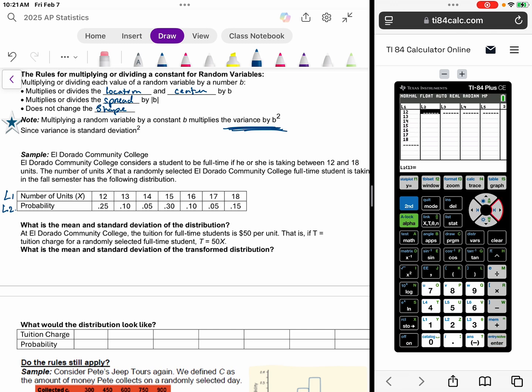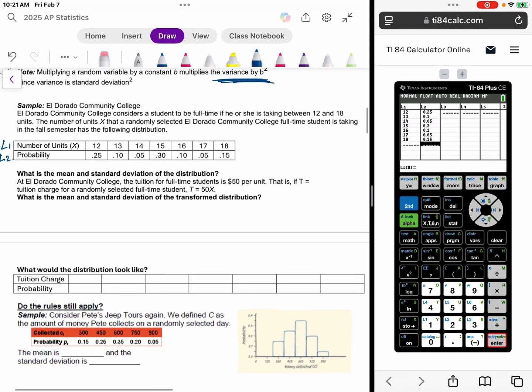And usually 18 is the max load most universities will let you take. Very rarely will they let you take 7 classes and get to 21 hours. All right, I got my stuff in there. It asks us, what is the mean and standard deviation for the distribution?